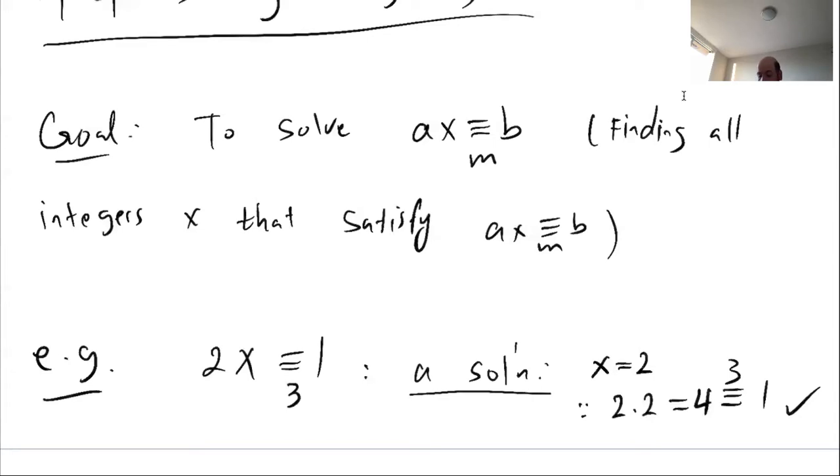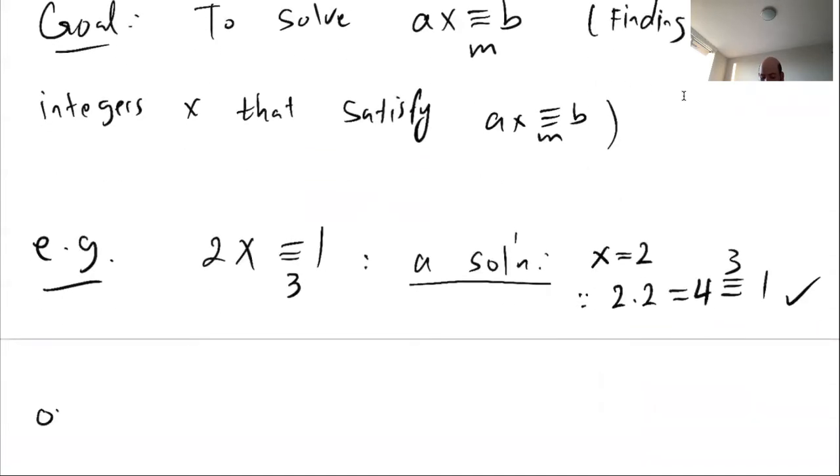But do we have more solutions? Well, in the linear equation ax equals b, we know that we have exactly one solution if a is not 0. But what about this case? Because here we don't have an equality, we have a congruence, 2x congruent 1 mod 3. So do you think we still have one solution, or maybe we have more? So what about, for example, x equals 5?